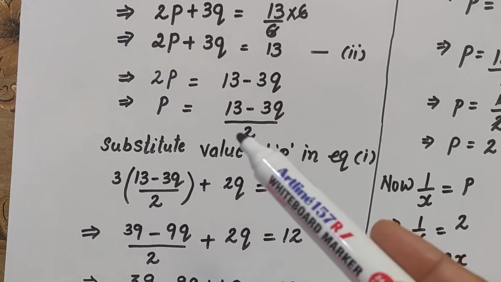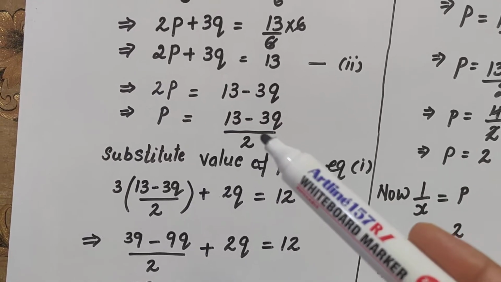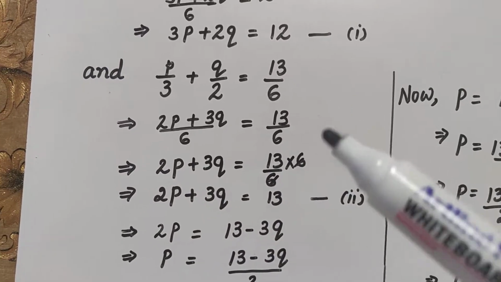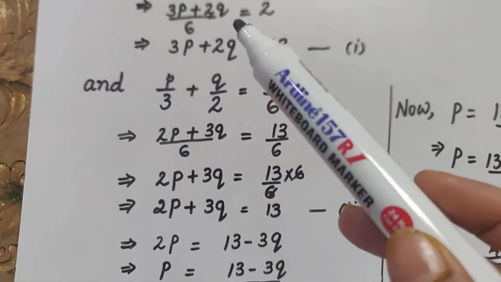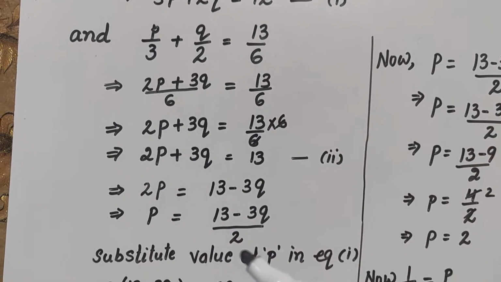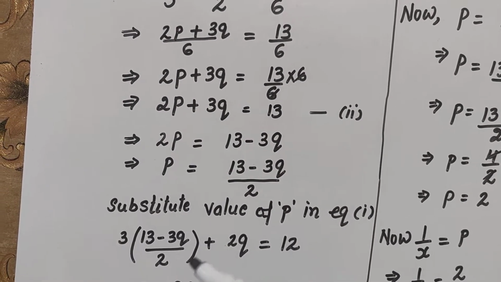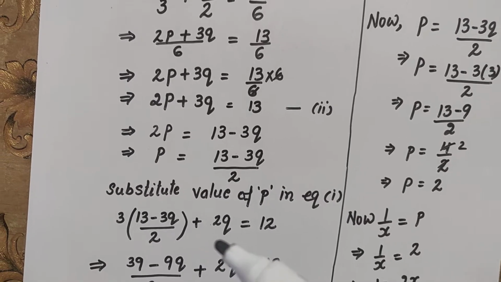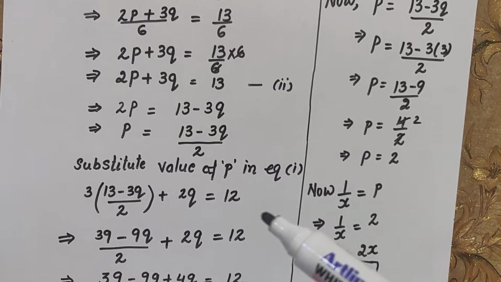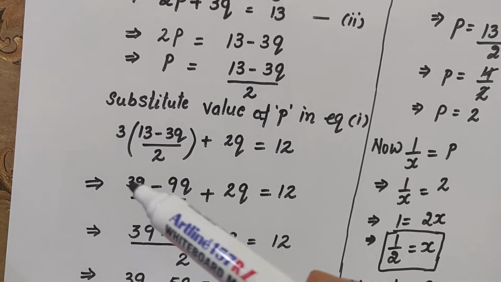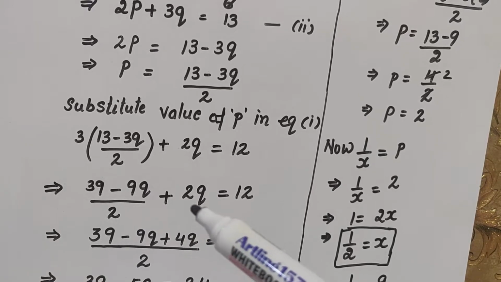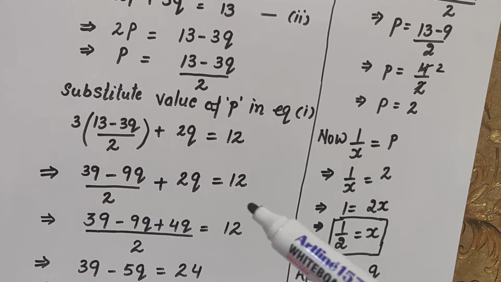Since I have got this value of p from equation number 2, I will put this value in equation number 1. So, equation number 1 was 3p plus 2q is equal to 12. So, I have written 3 into 13 minus 3q upon 2 plus 2q is equal to 12. Okay. Now, I have solved 39 minus 9q upon 2 plus 2q is equal to 12.